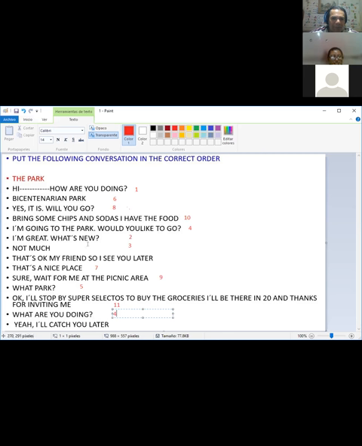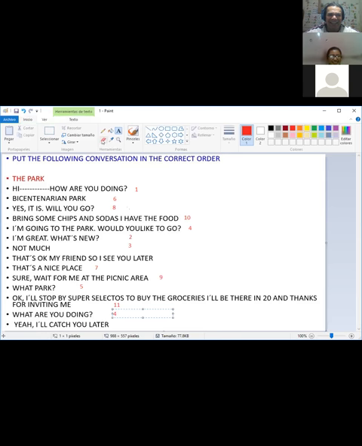La 4 es la 5. La 4 es la 5. Y así van. La 4 es la 5, la 5 es la 6, la 6 es la 7, la 7 es la 8 y así van. Ok. Hay que correr todas. Ay, tenemos que correrlas todas. Yes, yes, yes. Bueno. Entonces la 4 es. ¿Qué más tenemos?